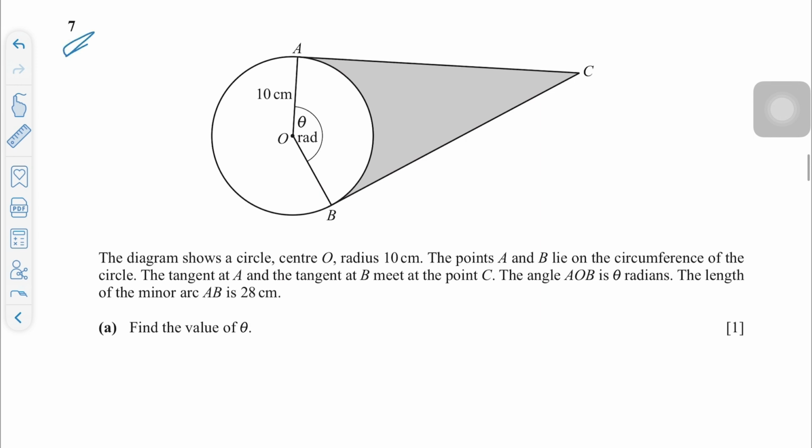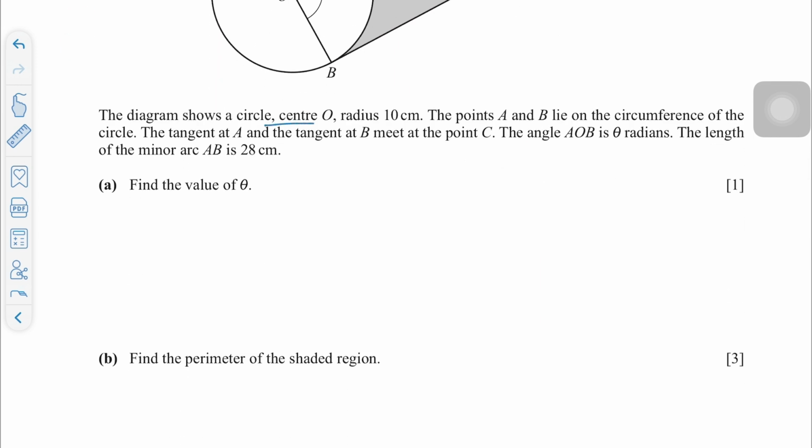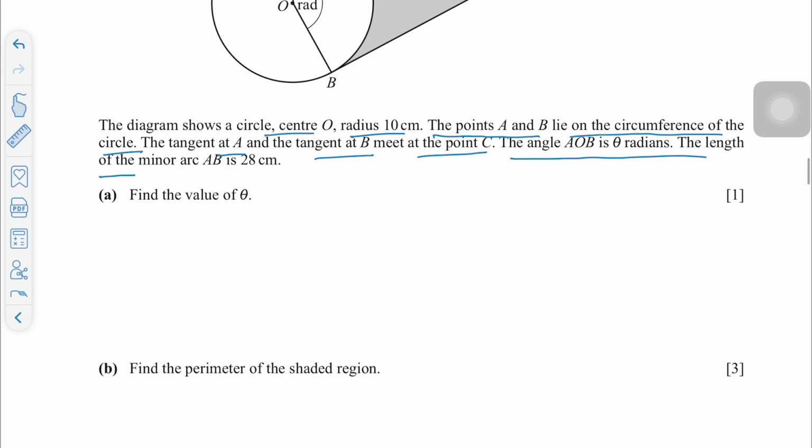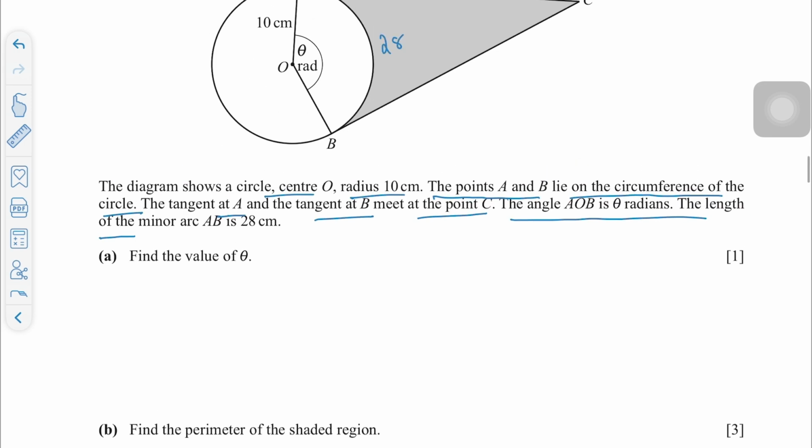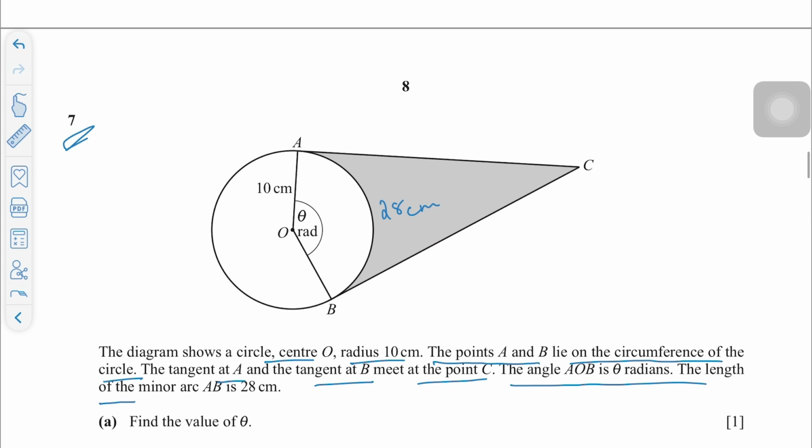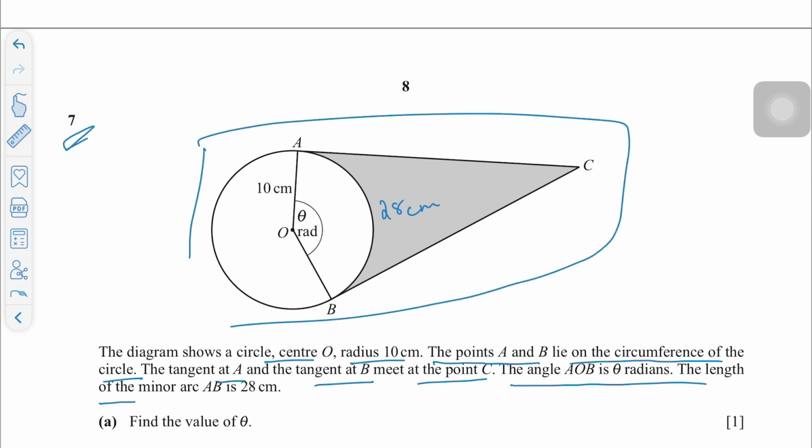Moving on to question 7, we have the diagram that shows a circle, center O, radius 10 centimeters. The points A and B lie on the circumference of the circle. The tangent at A and the tangent at B meet at the point C. The angle AOB is in radians. The length of the minor arc is 28 centimeters. So this is basically 28 centimeters, which is given. Other than this, everything is given over here.